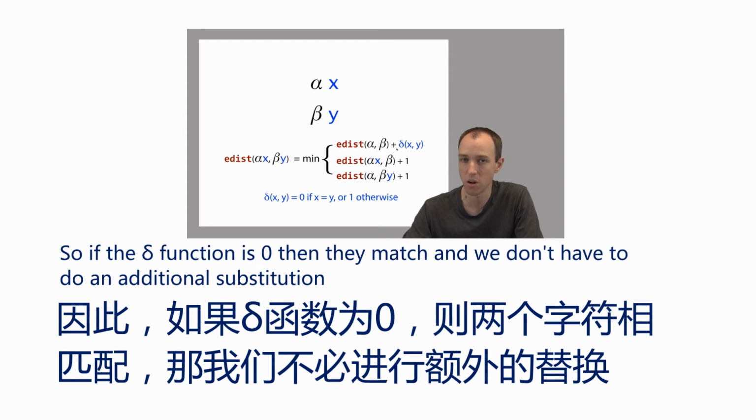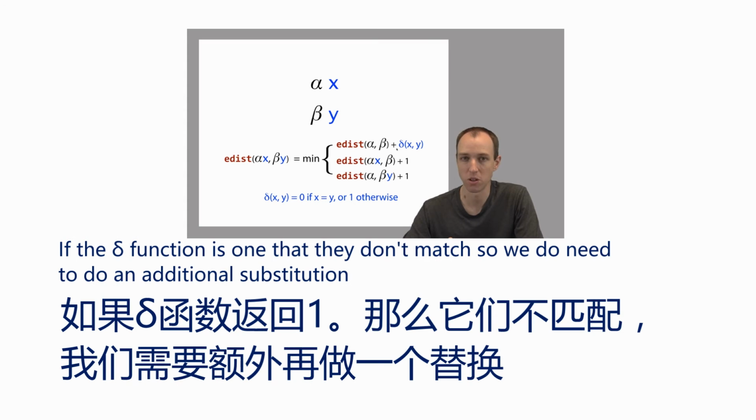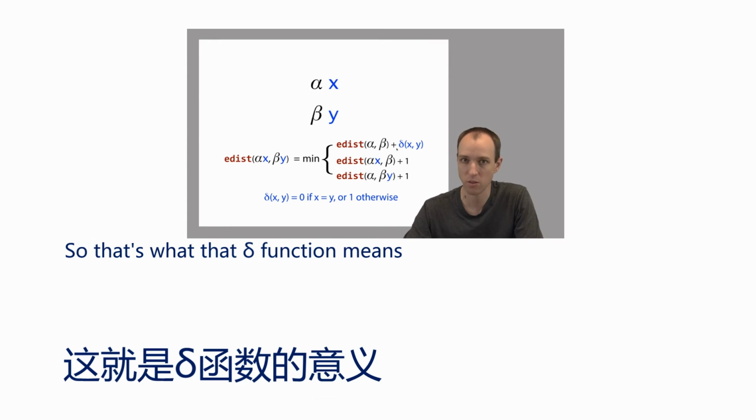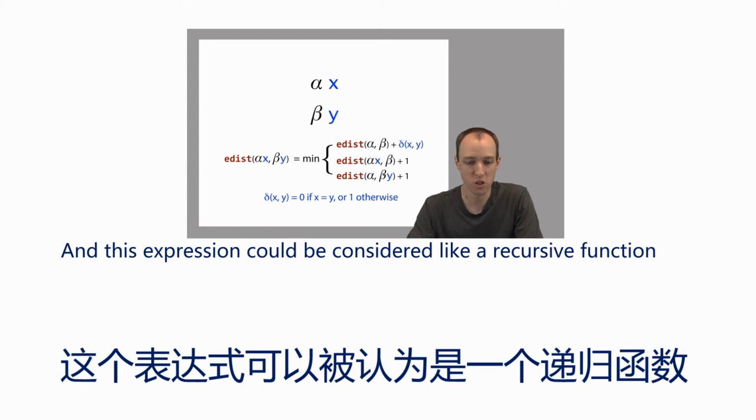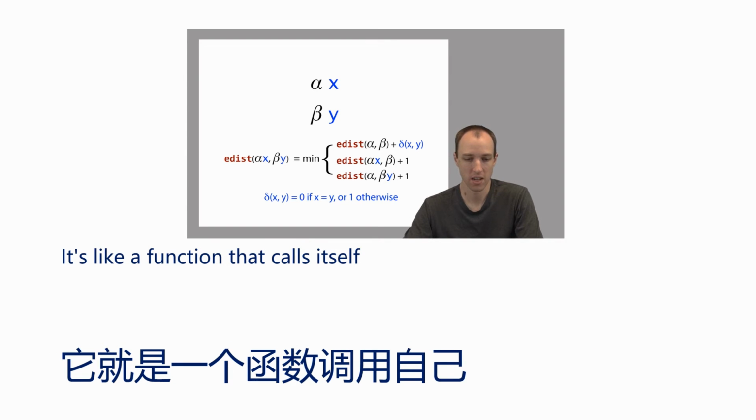So if the delta function is 0, then they match, and we don't have to do an additional substitution. If the delta function is 1, then they don't match, so we do need to do an additional substitution. So that's what that delta function means. And so at the end of the day, we have this expression. And this expression could be considered like a recursive function. It's like a function that calls itself.